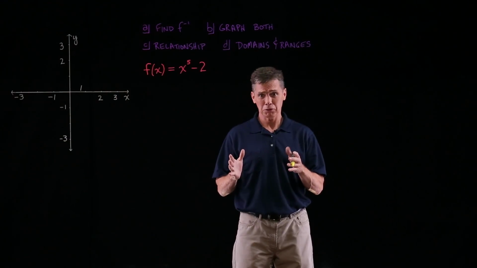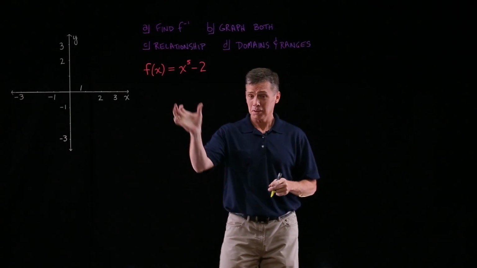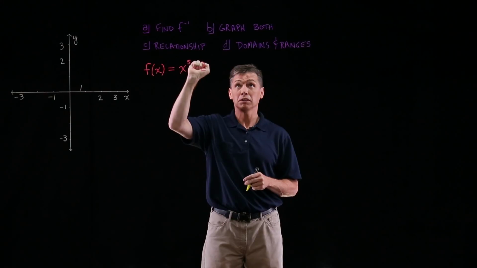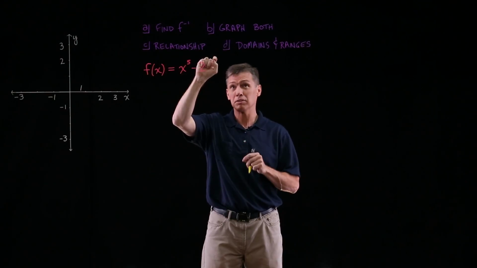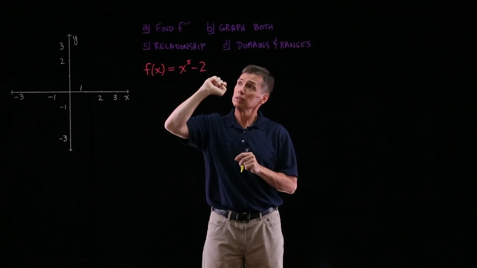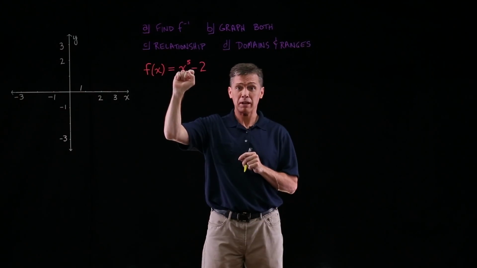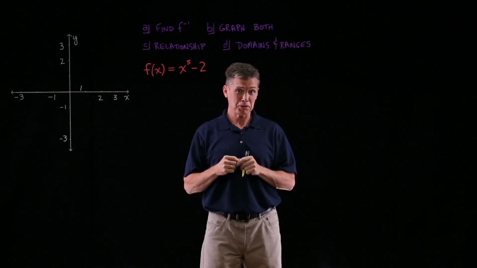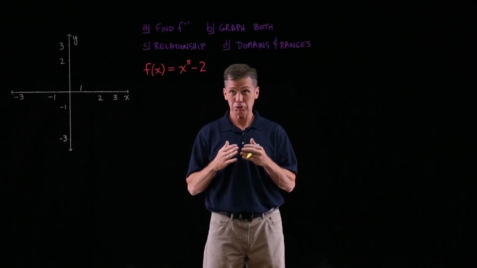Okay, got a lot to do in this one, so I hope you're sitting down. They give us this function f of x. We are supposed to find its inverse, graph both f and f inverse on the same set of axes, describe the relationship between those graphs, and then wrap it all up by giving the domain and range of each of those two functions. Okay, so let's take it slowly.